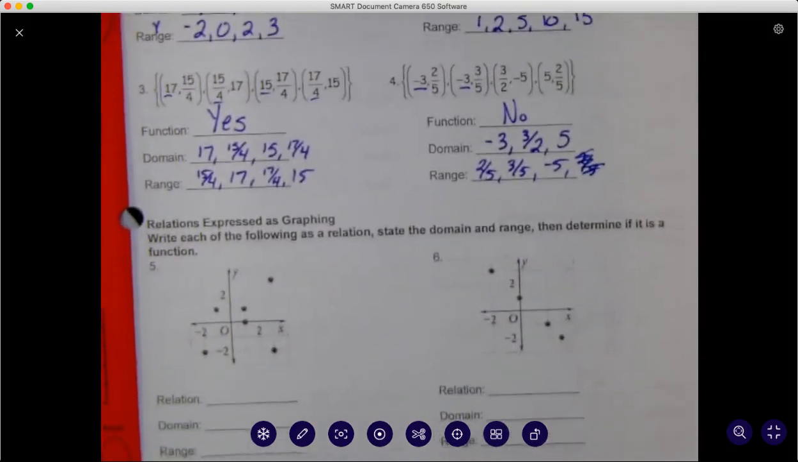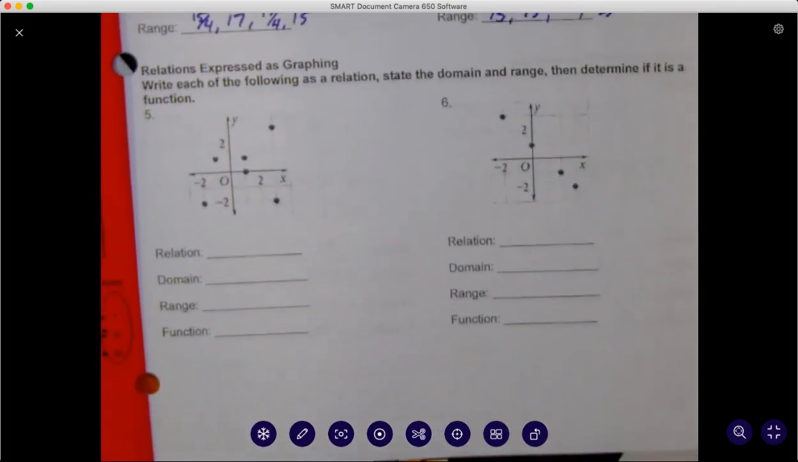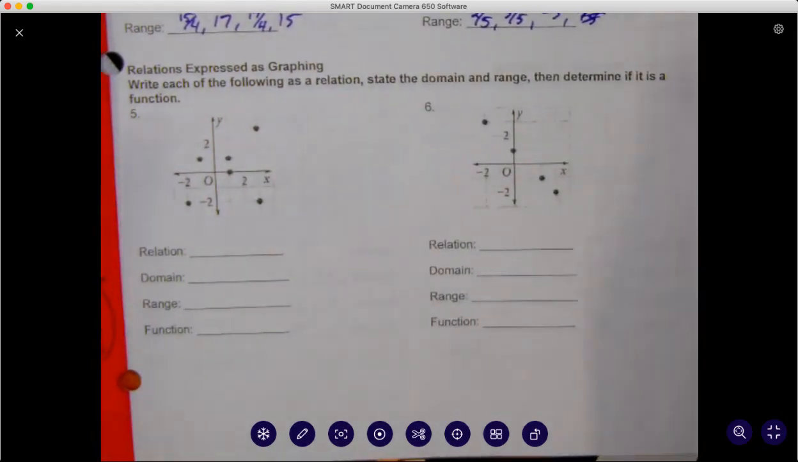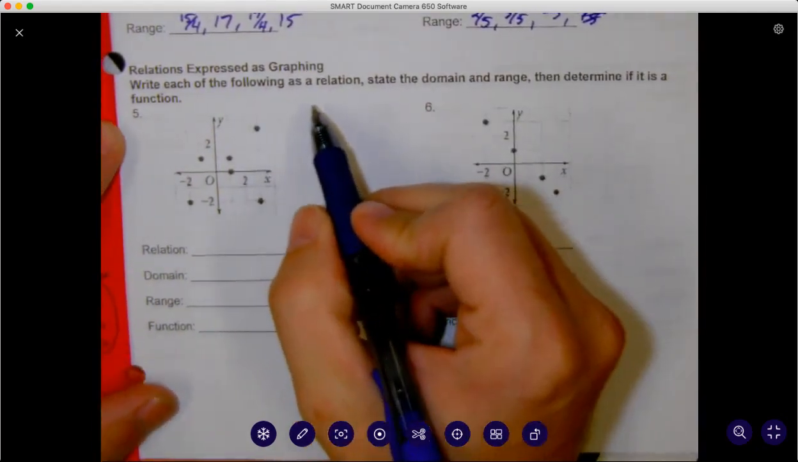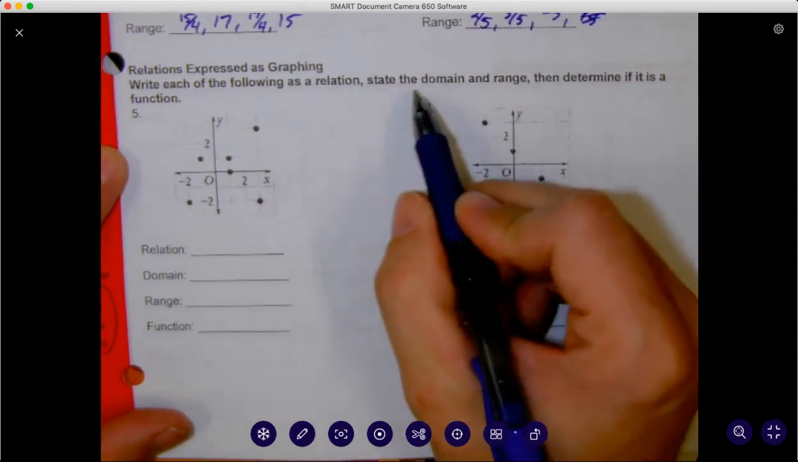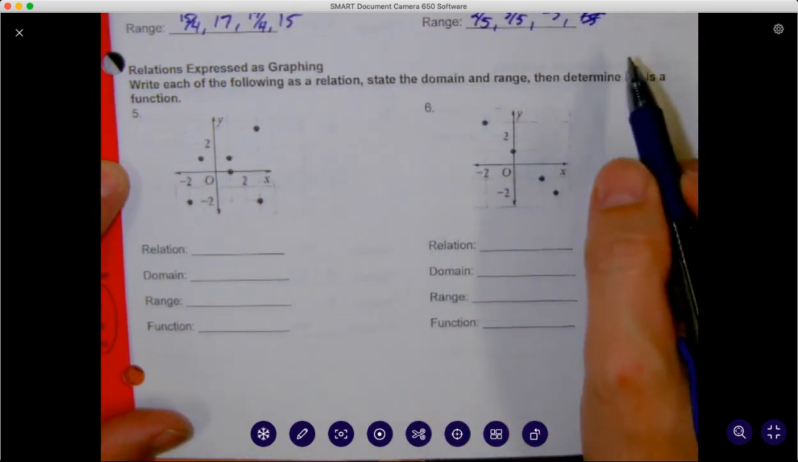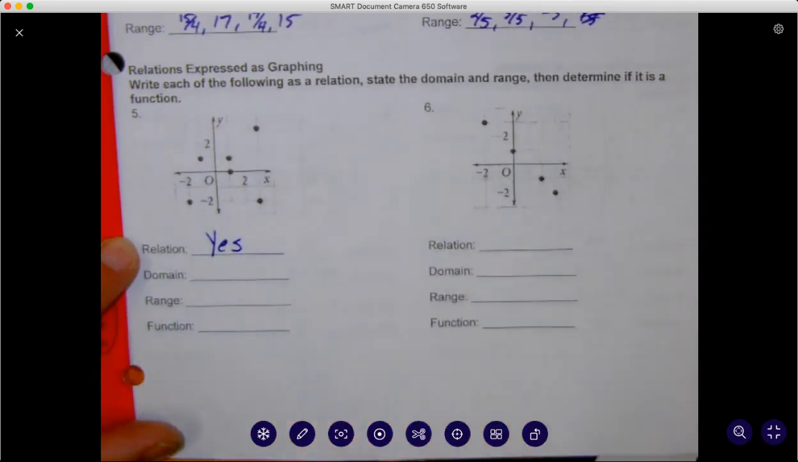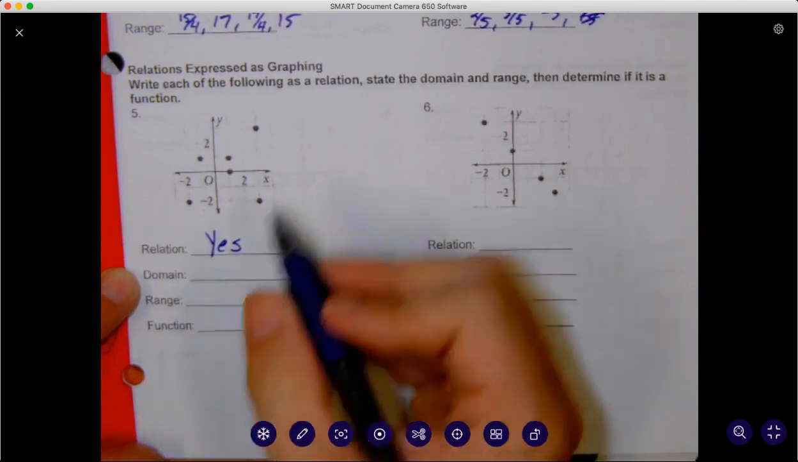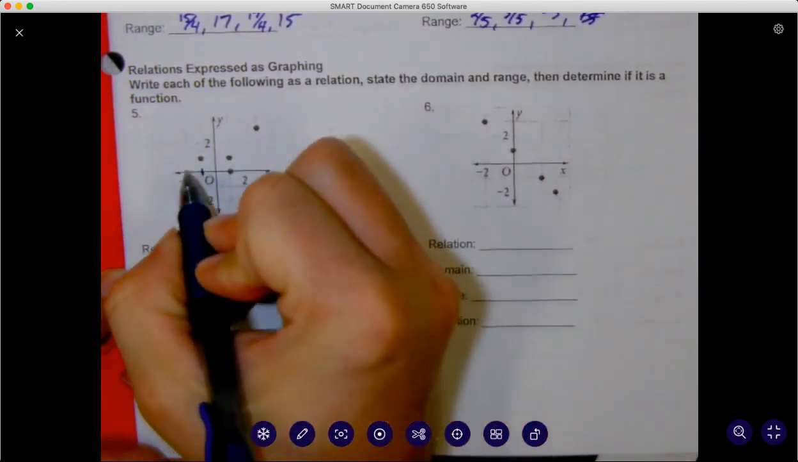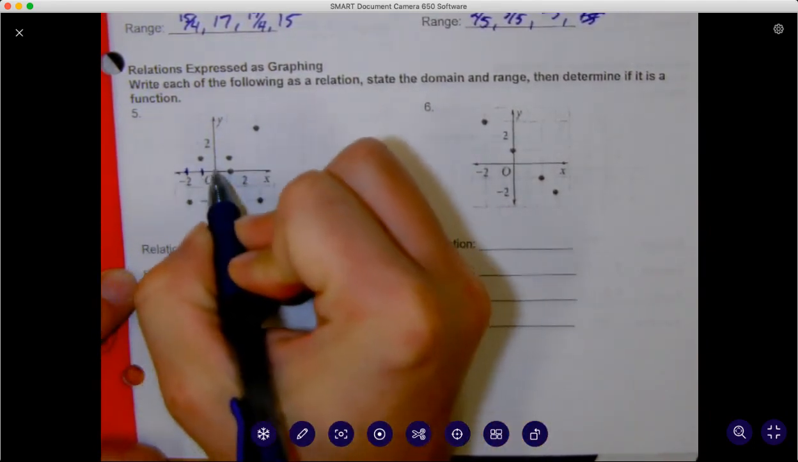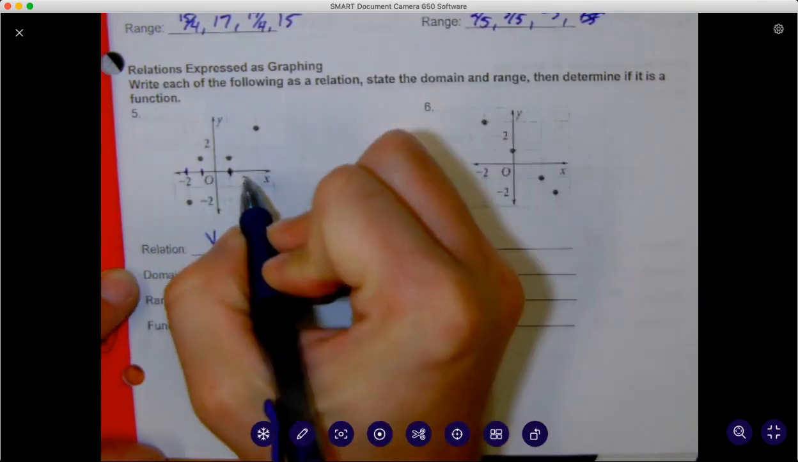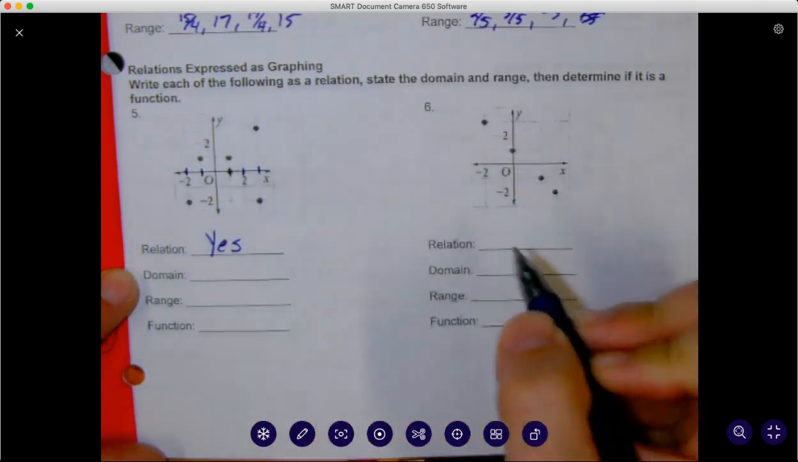The bottom 2 would say whether it's a relation, state the domain and the range, and determine if it's a function. So is it a relation? Yes, everything is a relationship. Don't even have to look at it. It's definitely a relationship. The domain is the x values. So that's negative 1, that's negative 2, that's positive 1, positive 2, positive 3.